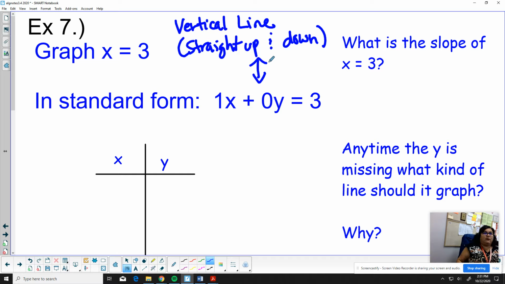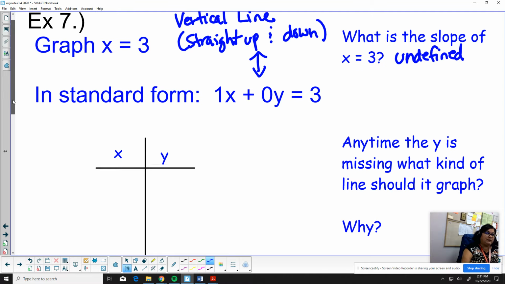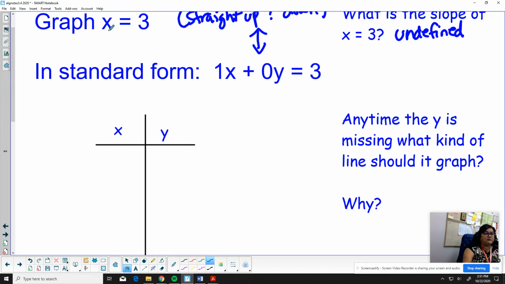All right, so slope of x equals 3 is undefined. Okay, that's just something we remember. And then you can just remember that it's up and down on x equals 3, or you can make a table. So since x equals 3, x always equals 3, so I can just put some 3's in for x. And then I can pick random values for y, but easy values because I want to graph them. So 0, 1, and 2 would work.